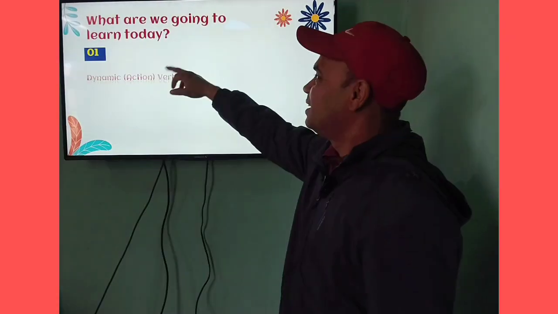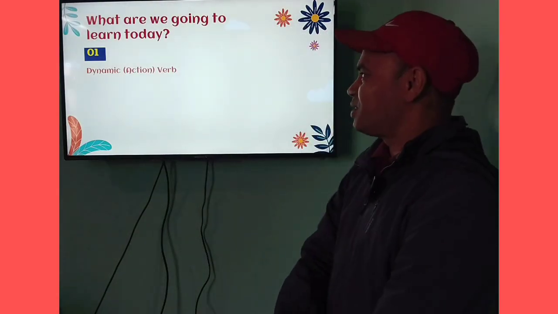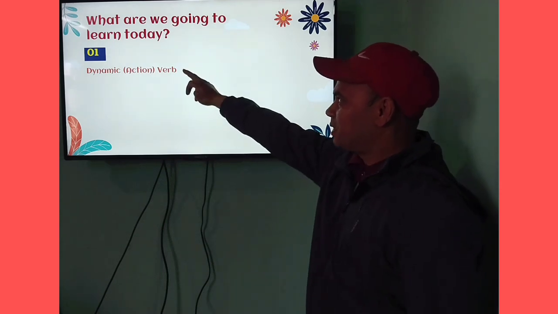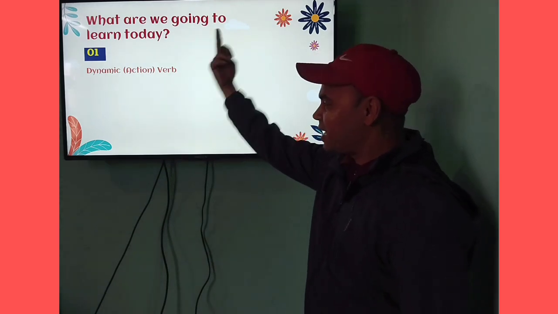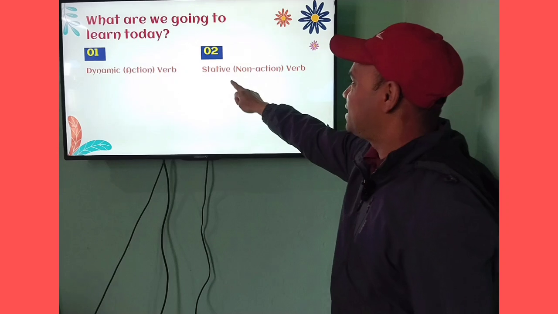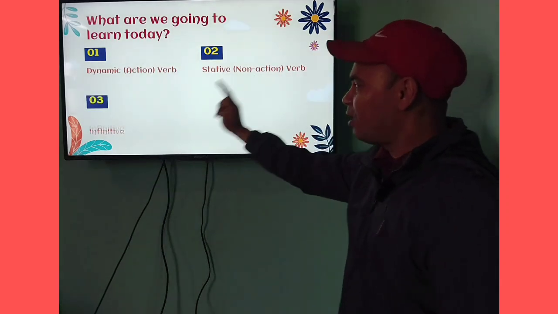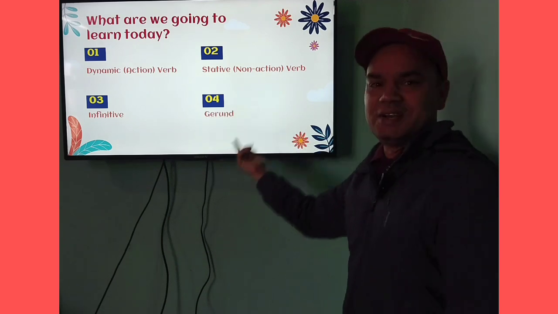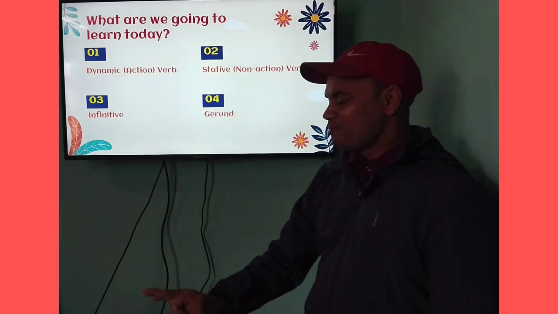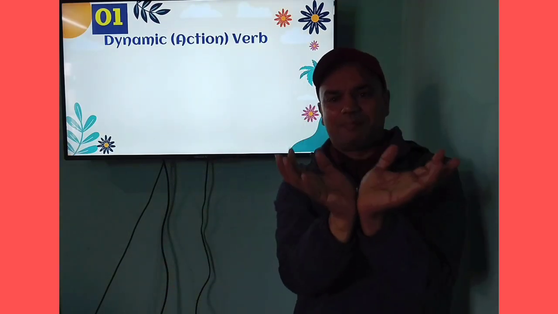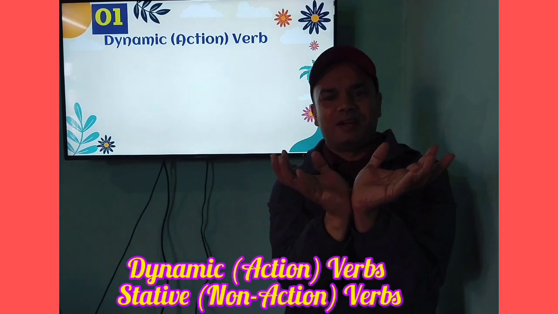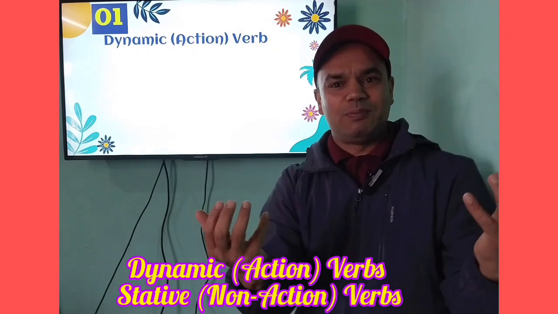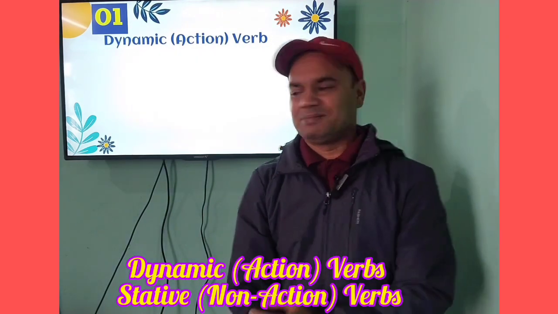Learn about four things here. Understand, my dear students? First of all, dynamic verbs, and the second one is stative and non-active verbs, and the third one is infinitive, and the last one is gerund. These are the four types of verb we are going to discuss today, so please be with me until the end of the class.